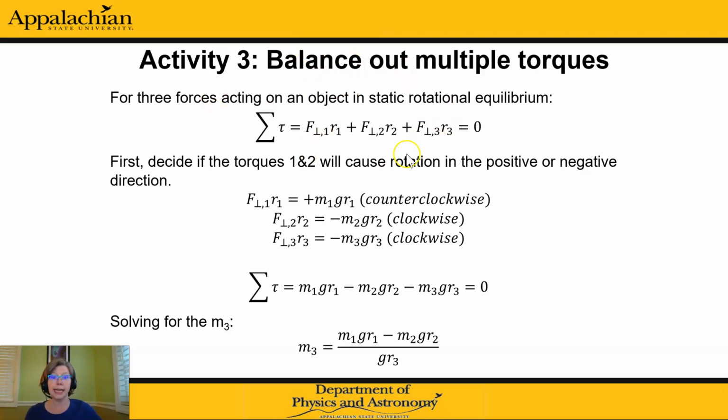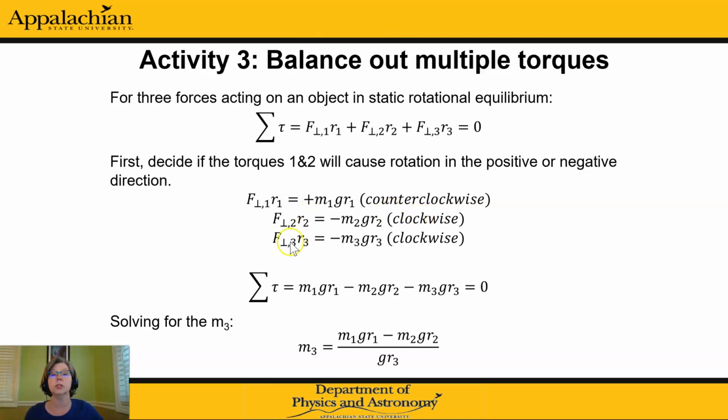Of course, you're going to add those torques together, and the sum of all the torques should equal 0 because it's still in static rotational equilibrium. First thing to do is decide if the first two torques will cause rotation that is in the positive or negative direction. So the first torque is going to be placed to the left of the pivot, so it's going to cause counterclockwise rotation. The second torque is going to be placed to the right of the pivot, so that will be clockwise rotation.